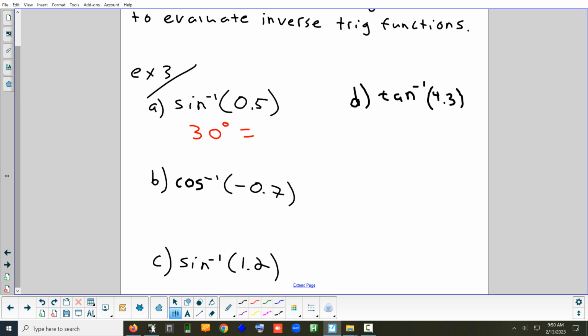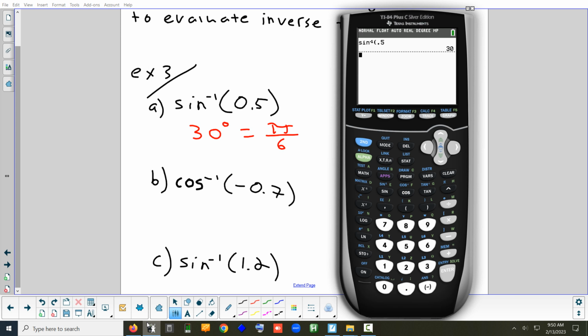And does anybody remember what that's the same as in radians? 30 degrees? Yep. That's pi over 6. Always, always, always do it in degrees first. Because if you did that problem in radians, you're going to get an answer like this. I don't think anyone in here is going to recognize that 0.52359877 is pi over 6. But it is.